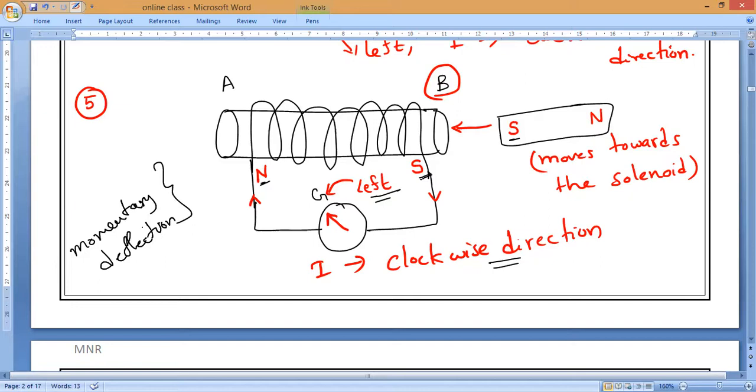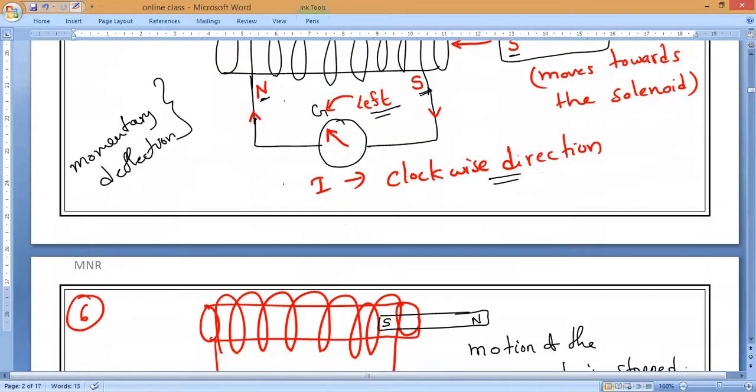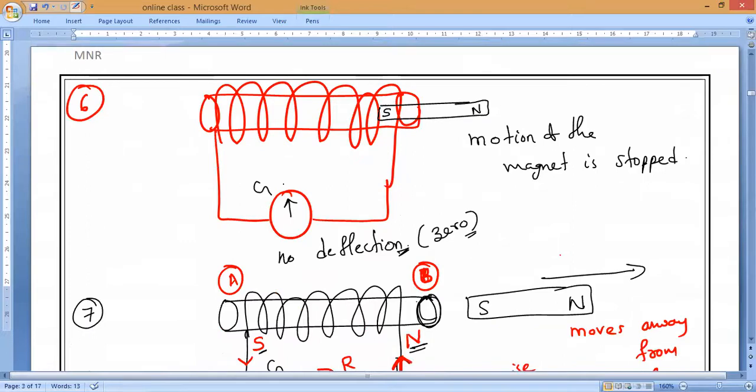Next, the direction of the deflection of the galvanometer is reversed if the direction of motion of the bar magnet is reversed. Means if the bar magnet is going inside, the galvanometer deflects to one side. If it is coming outside, the galvanometer deflects to the other side. That is what you have to remember. And also if the polarity of the bar magnet in motion is reversed, then also the deflection is reversed. Yes or no? North pole going inside, deflection to one side. South pole going inside, deflection to the other side. Yes or no, Arvind? So these are the conclusions which can be drawn from the observations. Those are the three points you have to remember.